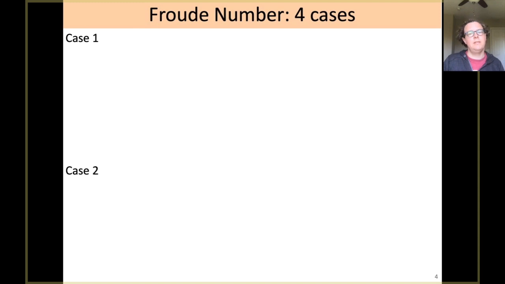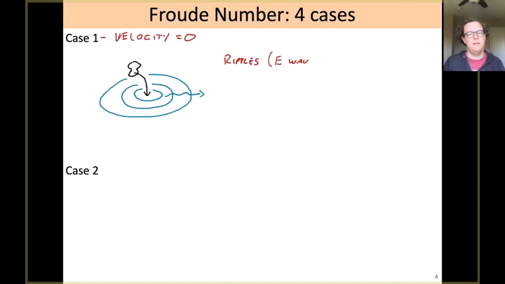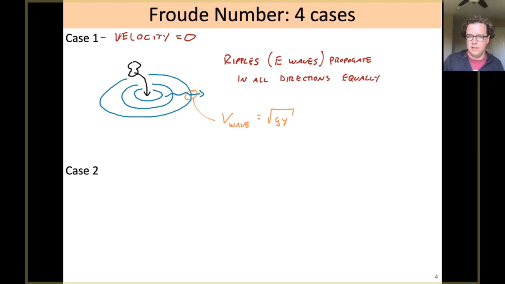So the first case, we want to think about velocity equal to 0. So this is the simple case that I just described on the previous slide. If we throw a rock, shown in black, into a still pond, the ripples that are formed would move equally in all directions. And the speed that they would do so would be that shallow wave celerity, square root of gravity times depth.